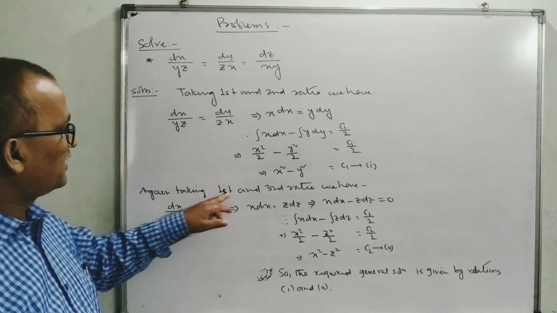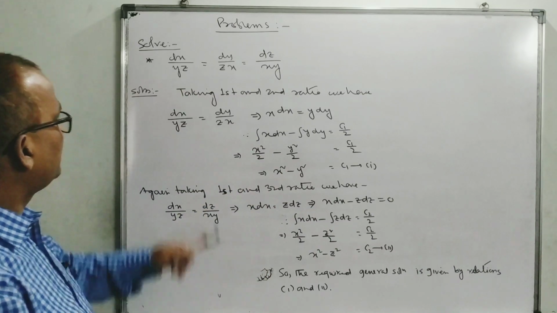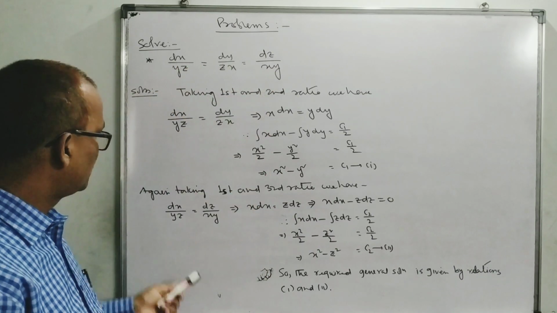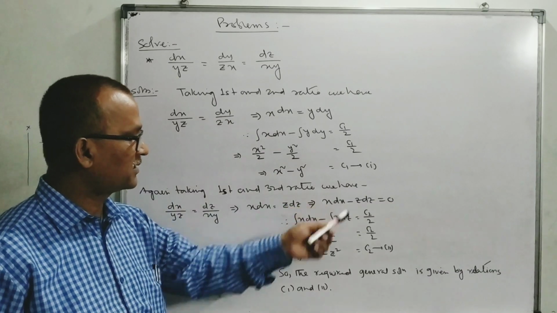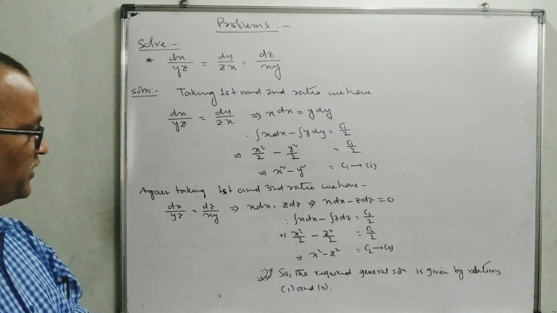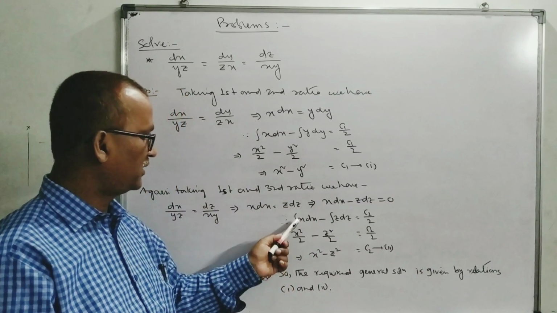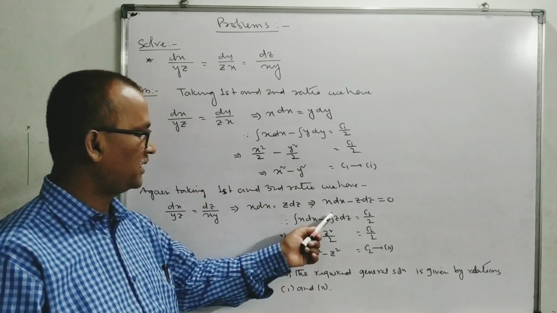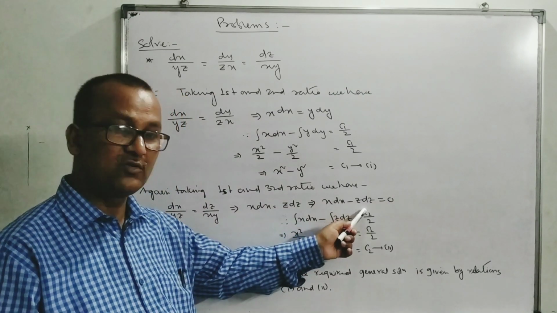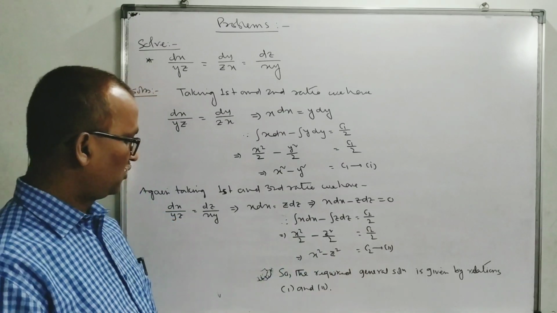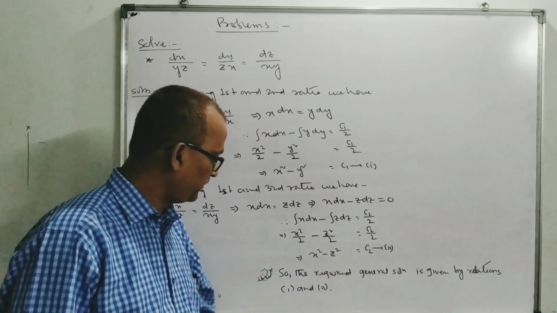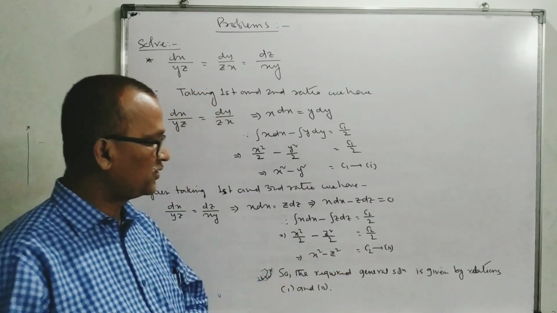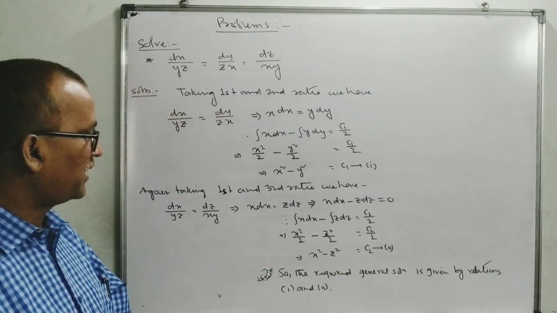Again, taking the first and third ratio, we get in a similar way x dx minus z dz equal to 0. Integrating similarly, integration of x is x squared by 2, integration of z is z squared by 2. So we get c2 by 2. The 2's are cancelled, x squared minus z squared equal to c2. So the required general solution is given by the relations 1 and 2.